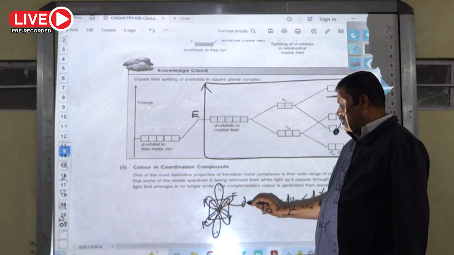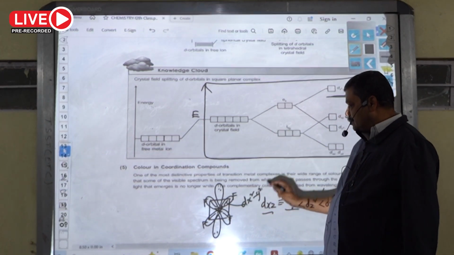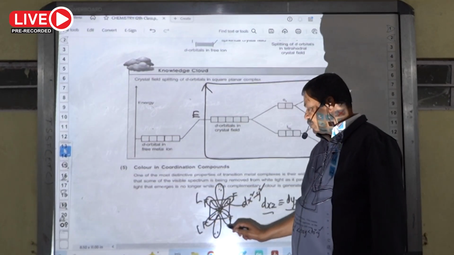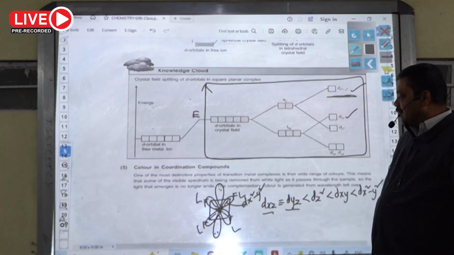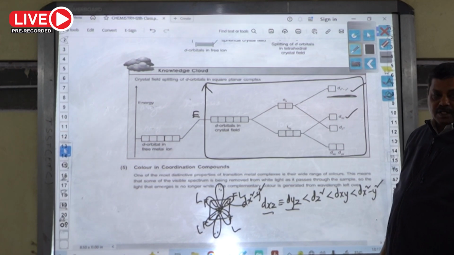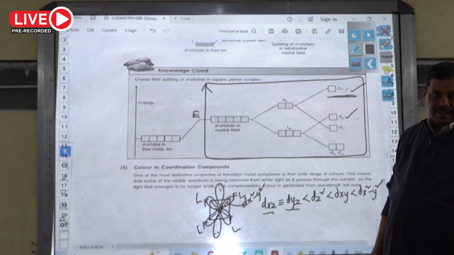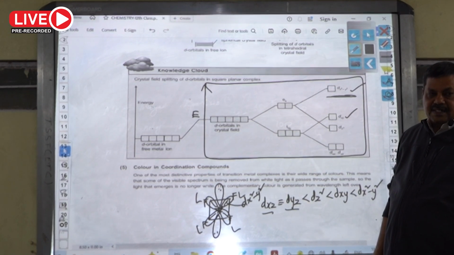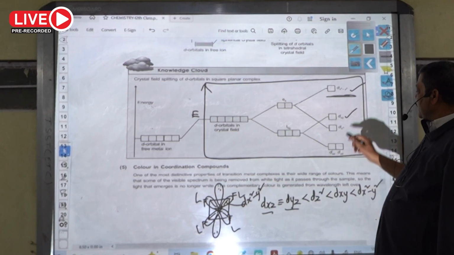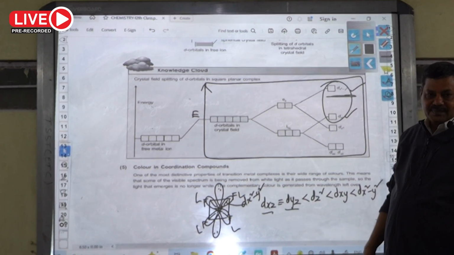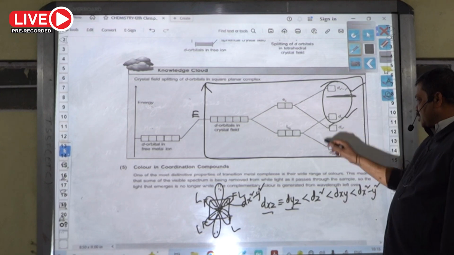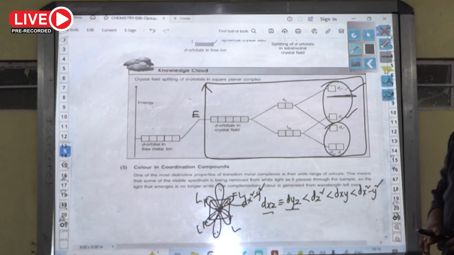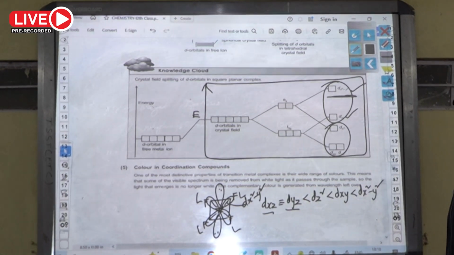This is called dx square minus y square. So when 4 ligands approach the 4 corners of a square, maximum repulsions come from the x and y lobes. That's why these two have the highest energy. Next comes the lowest one. This is what happens in square planar complexes.